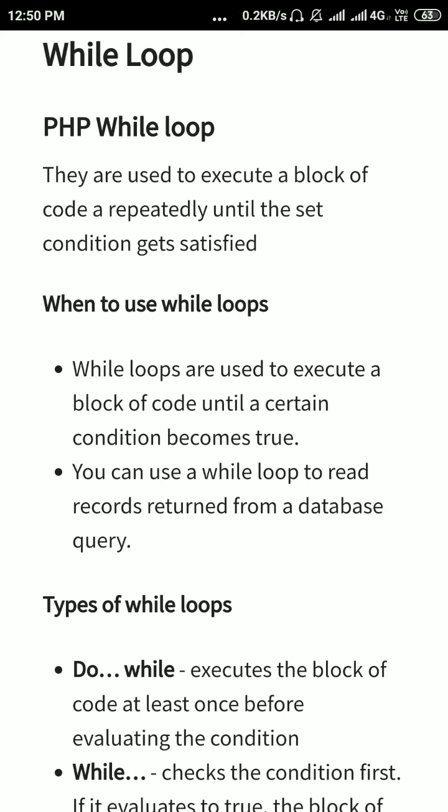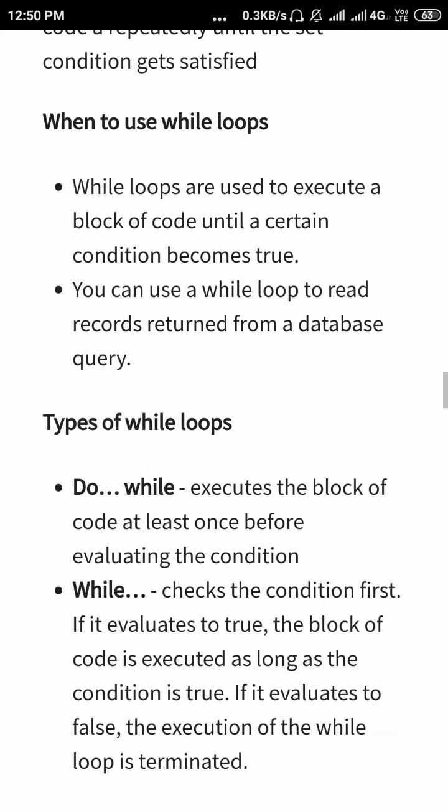When to use while loop? While loops are used to execute a block of code until a certain condition becomes true. You can use while loop to read records returned from a database query. Types of while loop. There are two types of while loop, do while and while.